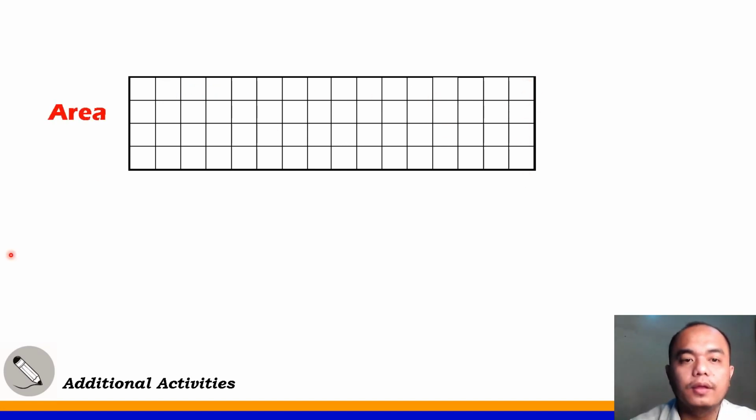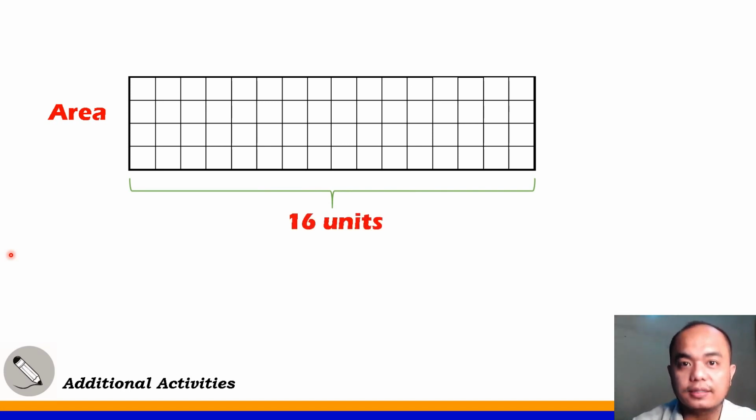So, the area here, okay, this is the length, 16 units. Okay? So, paano nakuha yung 16 units? Kasi ito yung class. 1, 2, 3, 4, 5, 6, 7, 8, 9, 10, 11, 12, 13, 14, 15, 16. So, 16 units yung length.